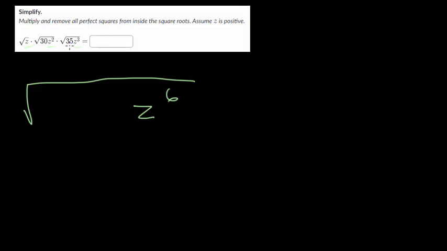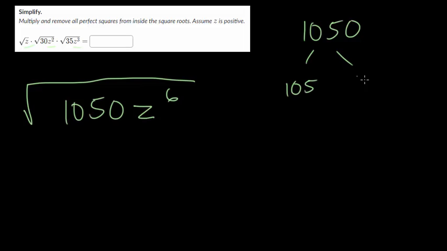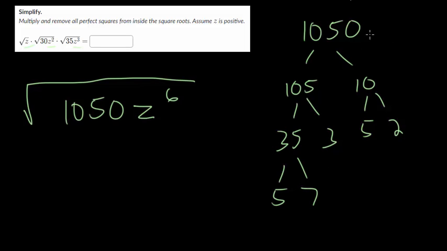So 3 times 35 would be 105. And then we'll just add a 0 to that. So 105 with a 0, so 1050, z to the 6th. And let's make a tree with the 1050. And we know that it's just 105 times 10. 10 is just 5 and 2. And 105 is 35 and 3. And 35 is 5 and 7. So 1050 looks like 5, 7, 3, 5, 2.